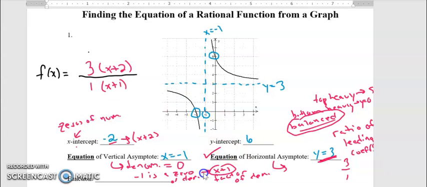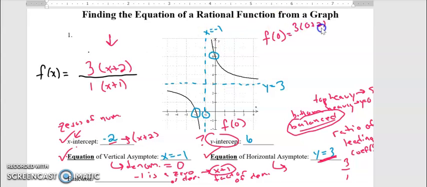All right, so now we've got the horizontal asymptote at y equals 3, the vertical asymptote at x equals -1, and the x-intercept at -2. We need to check whether we have the correct y-intercept. Remember, the y-intercept comes from plugging 0 into the function. So let's check. Plugging 0 into the function we have so far, this would be 3 times 0 plus 2, over 0 plus 1. So this will be 3 times 2, 6 over 1. So this checks out.